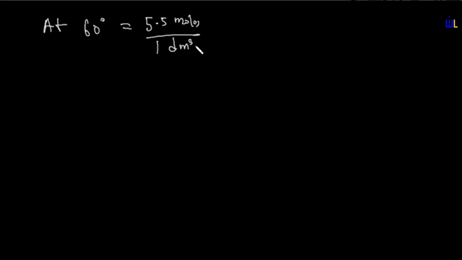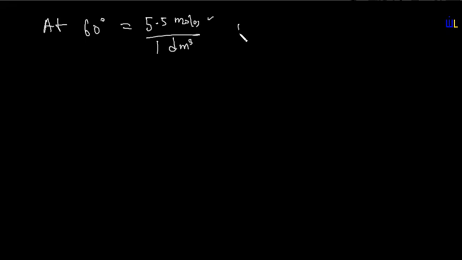Now, but the question did not say 1 dm cube of the solution. It said 500 cm cube. Are you seeing what I'm saying? So we are not supposed to use the solute in 1 dm cube, but the solute in 500 cm cube. Do you guys understand? Yes, sir.